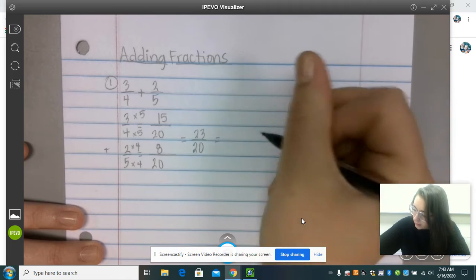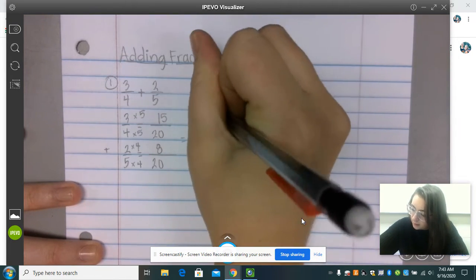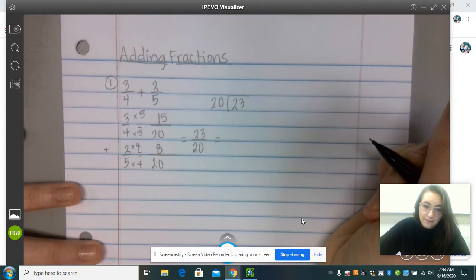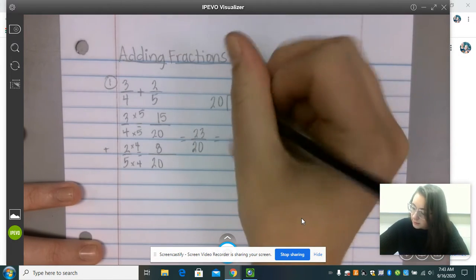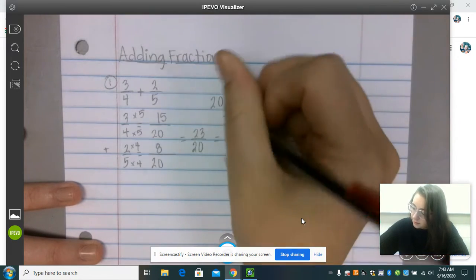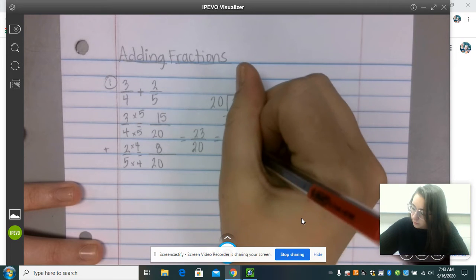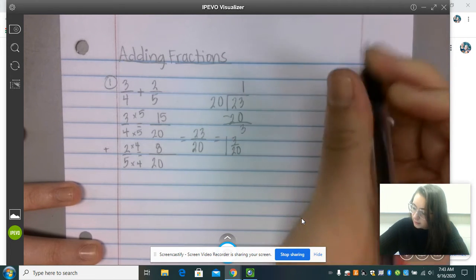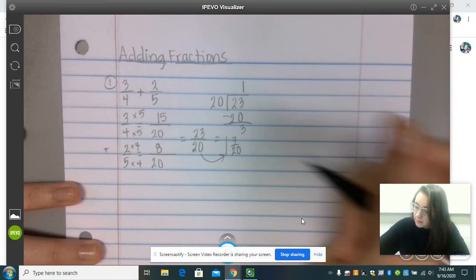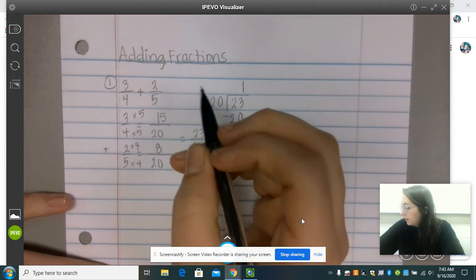And when I change that to a mixed number, I use long division. So that's 23 divided by 20. So 20 goes in the house. It's going to go one time. And I'm going to subtract. And I'll have 3 left over, which means that would be 1 3/20. I want you to get to this point. Okay? I don't want to accept improper fractions. Not right now. Okay? All right, so that's number 1.